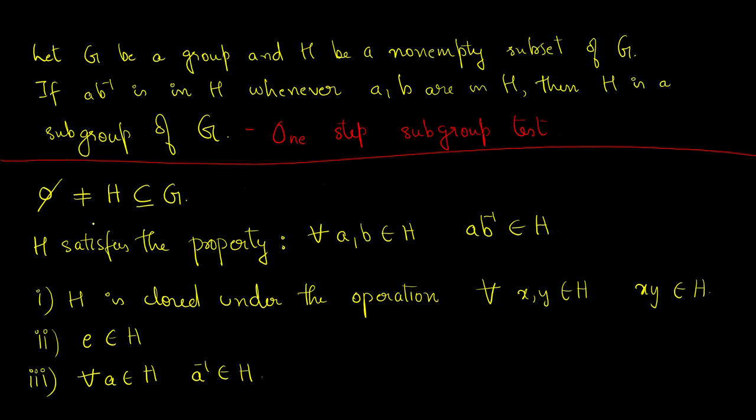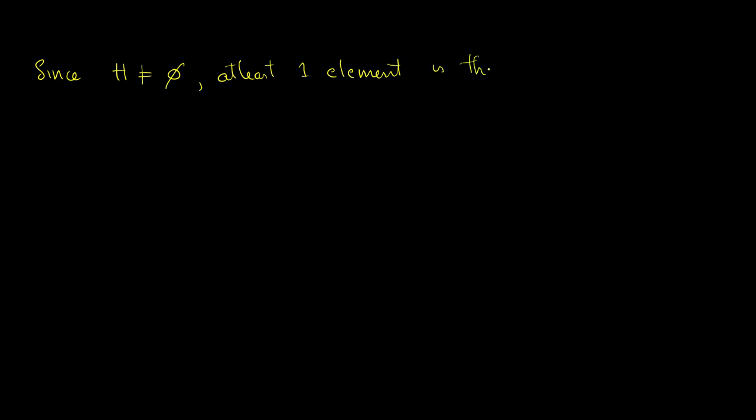So we have to make use of two crucial things here. The first one is non-emptiness, and the second one is this property. So let's begin with that. Now since H is non-empty, we are guaranteed that at least one element is there in H. Call it X. So let X be in H.